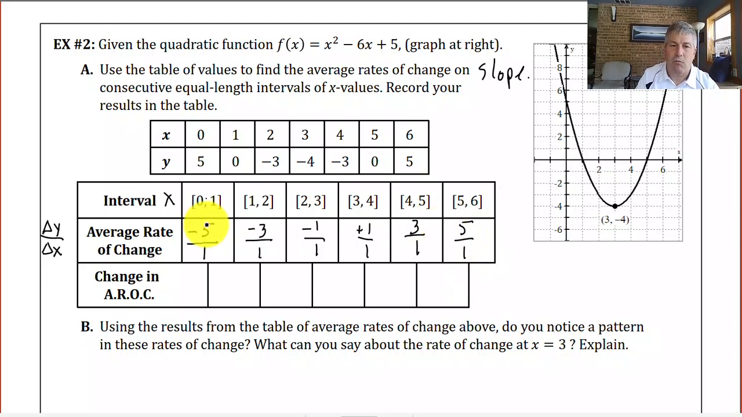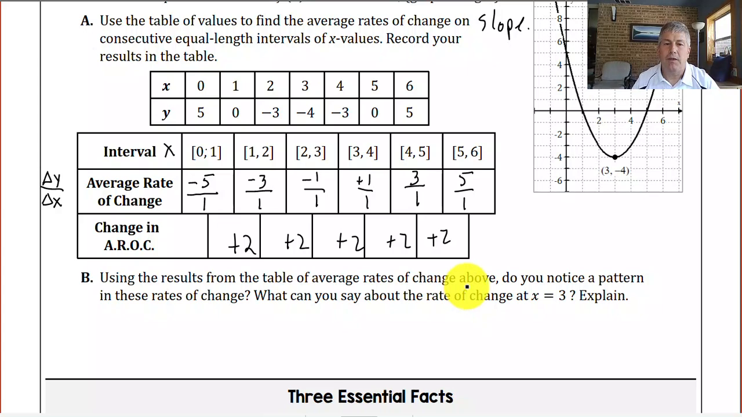So we have our change in y all over our change in x, so our average rates of change in these intervals. This is constantly changing. In fact, it's constantly changing by 2. So our change in our average rate of change is a positive 2 for each one of these intervals.